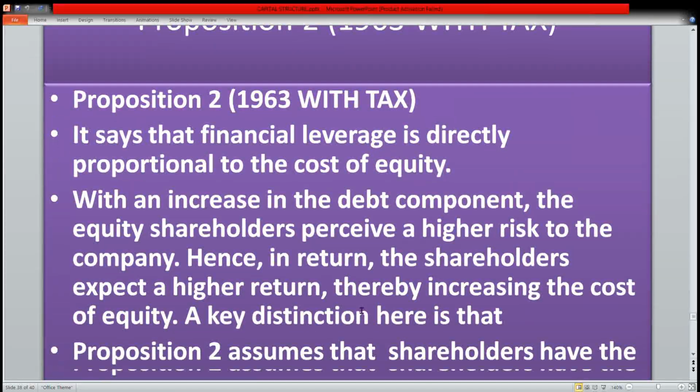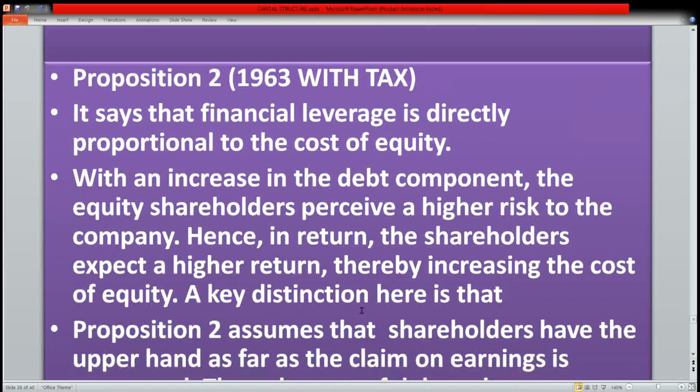Then we come to proposition 2, which came out after 5 years, in 1963. Proposition 1 was in 1958, and this one is with tax. It says that financial leverage is directly proportional to the cost of equity. If the cost of equity changes, financial leverage also changes.